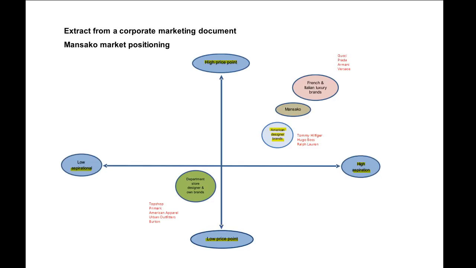Many of those brands have been around for a long time, some of them 100 years or more, so they're the well-established, immediately recognizable ones. And then somewhere in between too, the American designer brands who haven't quite been around long enough or haven't quite established themselves in the same way that the European brands have, you've got Mansako.